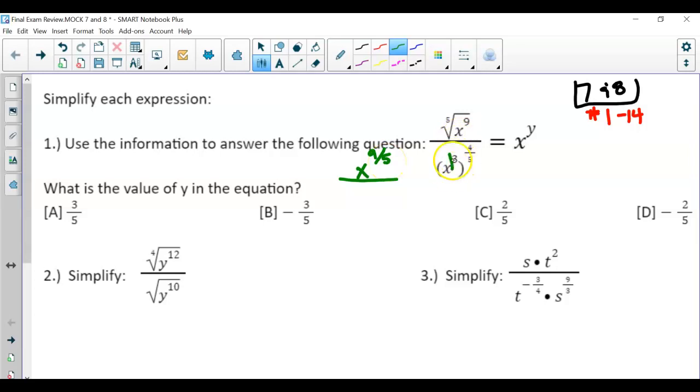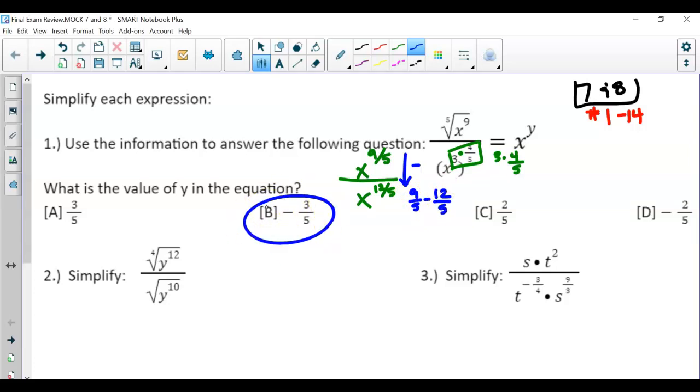Now notice you have a power to a power, which means you need to multiply. So here that's 3 times 4 fifths, which is now 12 fifths. Now that we've got everything rewritten and we're dividing, what did we always do with the exponents when dividing? Top to bottom, subtract the exponent. So you have 9 fifths minus 12 fifths, which gives you negative 3 fifths.